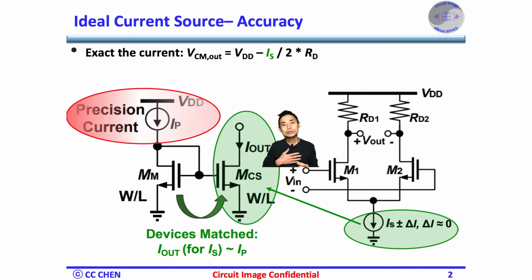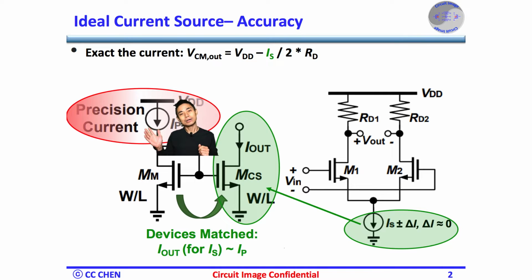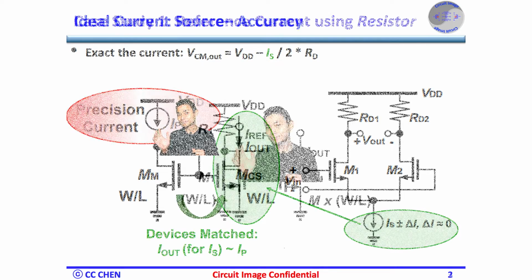Therefore, we should apply a current mirror and distribute the mirror current IR as an IC bias current here, if there is a precision current reference IREF available. But we never talk about where this precision reference current came from. Let's dive into the image of the precision current now.